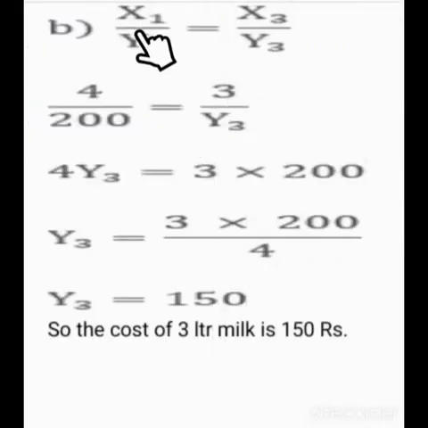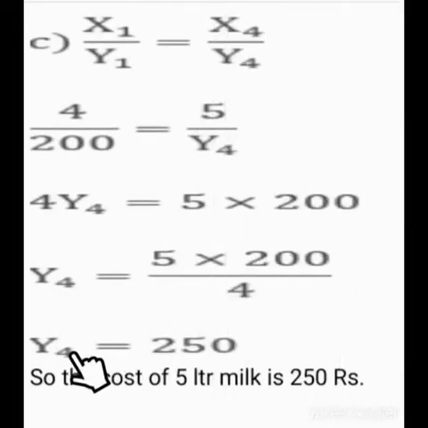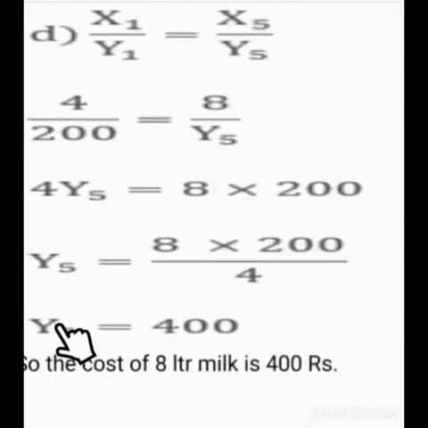Now the second one, X1 divided by Y1 equals X3 divided by Y3. Here 3 liters of milk is 150 rupees. We do the same for the others. Y4 is 250 rupees for 5 liters of milk, and similarly Y5 is 400 rupees for the cost of 8 liters of milk.